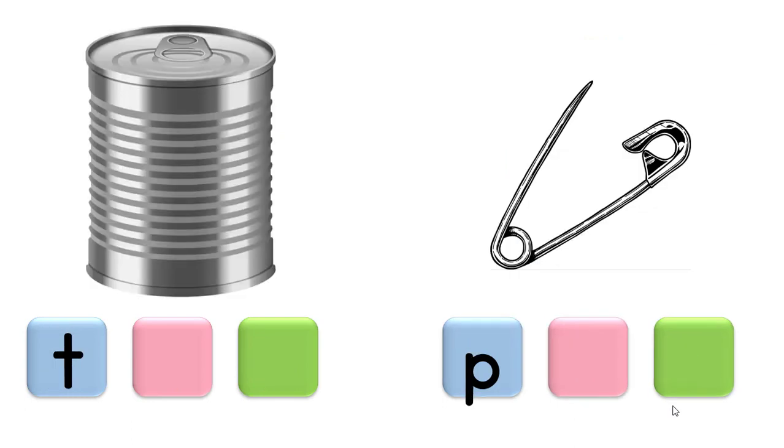Look at this picture. T. T-in, tin. And how about the next? P-in, pin. Very good. So, can you read these two words? T-in, tin. Tin. Your turn. Very good. P-in, pin. Pin. Oh, good job, class.